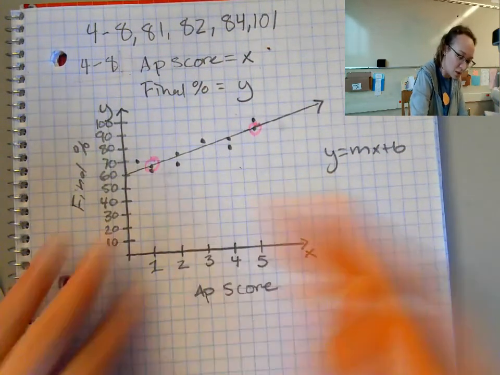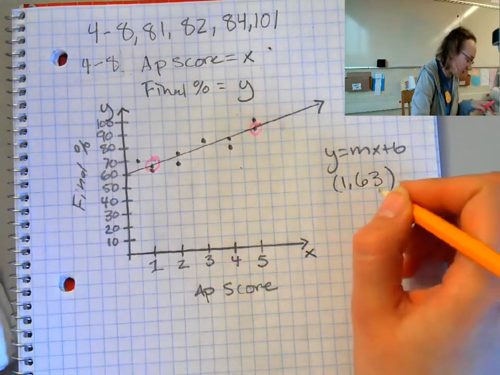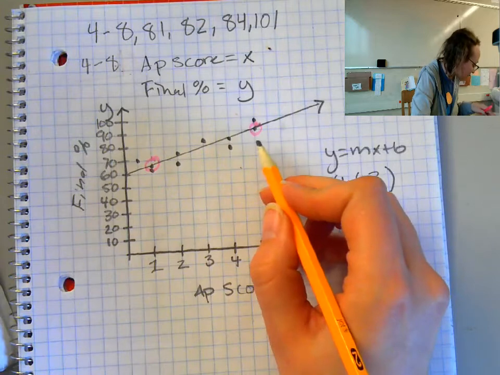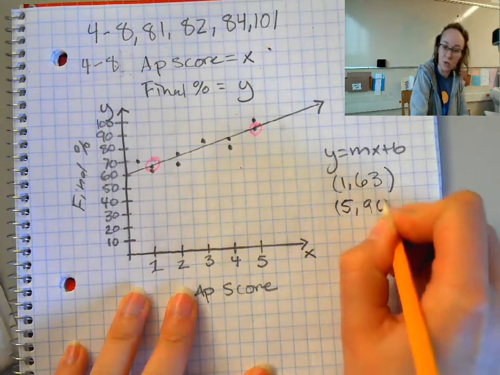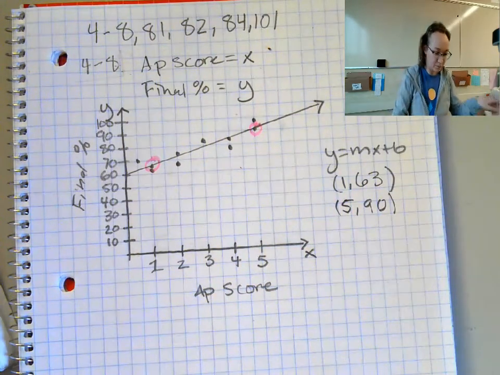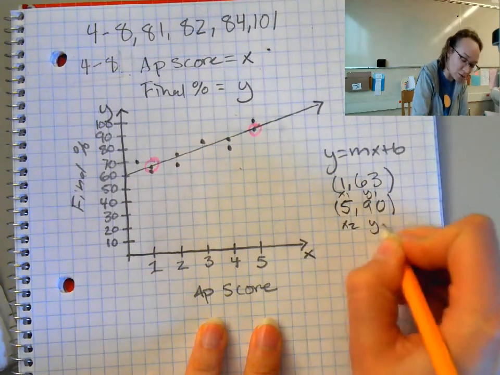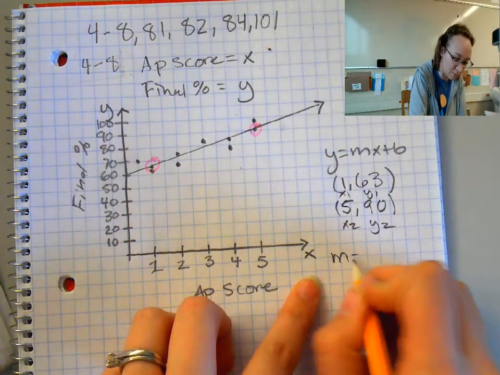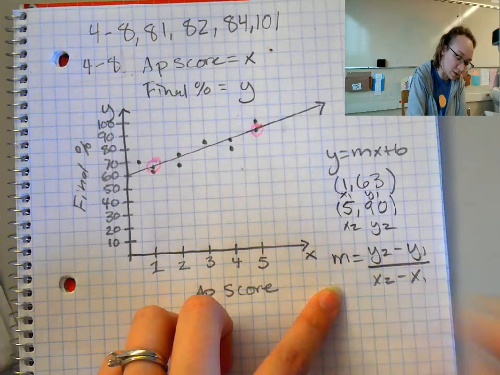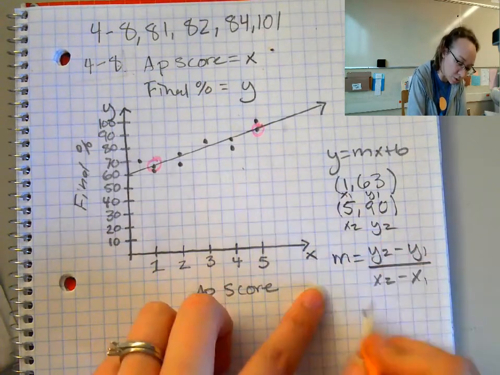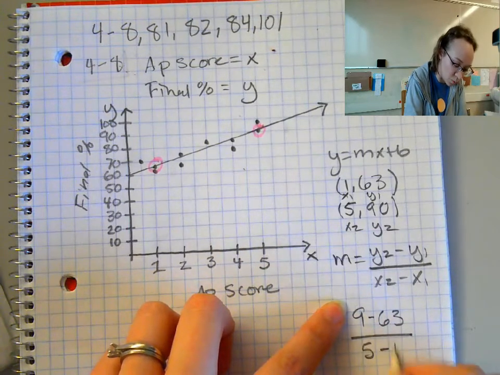So this one was 1, 63, I can tell by looking back at my table. And this one is 5, 90. So I'm going to use those as my 2 points to write the equation of my line. So x1, y1, x2, y2. I'm going to do the slope formula, where m equals y2 minus y1 over x2 minus x1. So y2, so 90 minus 63 over 5 minus 1.